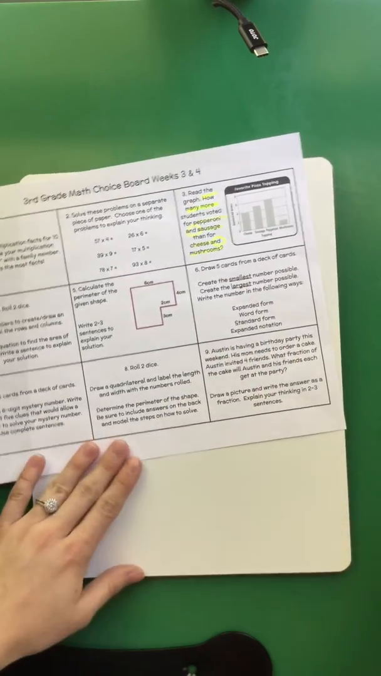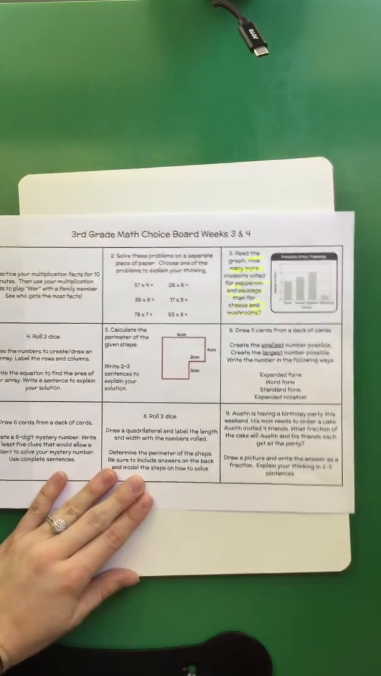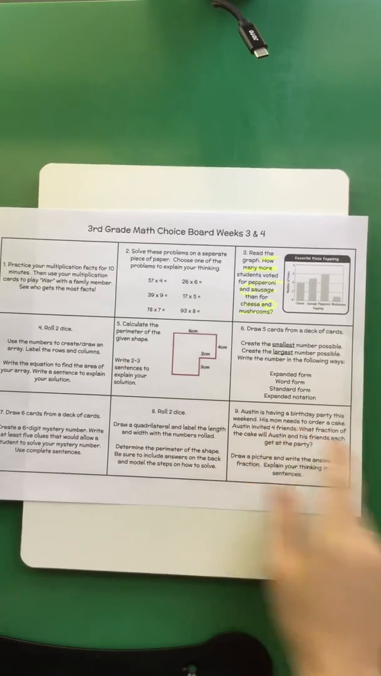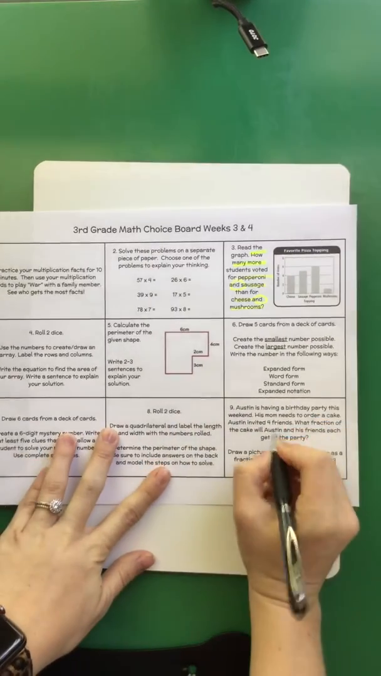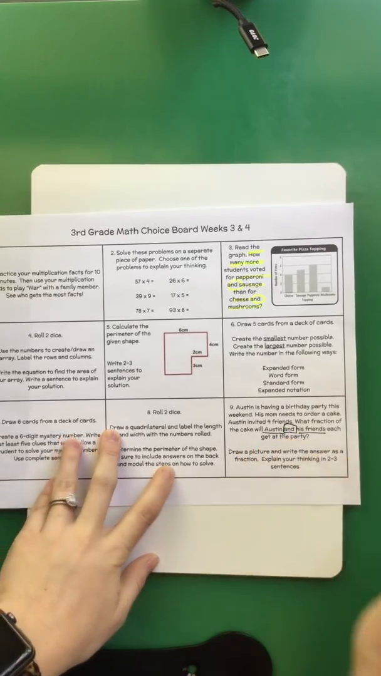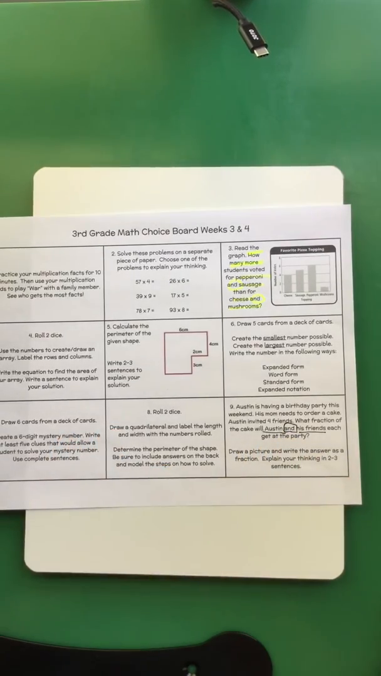Okay, last one. Austin is having a birthday party this weekend. His mom needs to order a cake. Austin invited 4 friends. What fraction of the cake will Austin and his friends each get at the party? Draw a picture and write the answer as a fraction. Explain your thinking in 2 to 3 sentences.